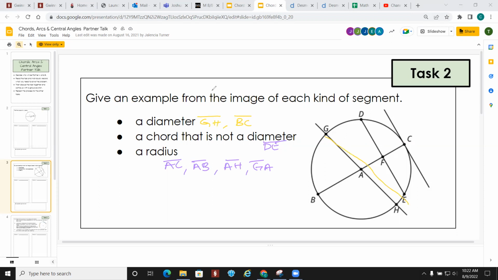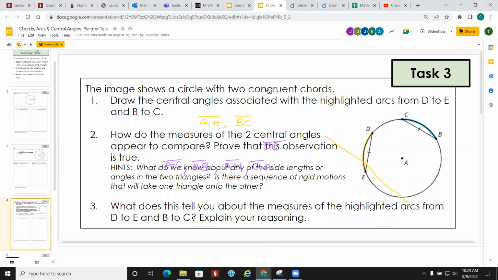All right, we're going to be on that last task. Last task. Ready? The images show a circle with two congruent chords. Draw the central angles associated with the highlighted arcs. Actually, you know what? We're going to start with this as a warm up. Somebody remind me tomorrow. We'll start with a warm up.